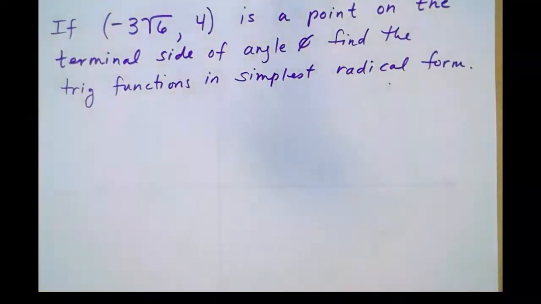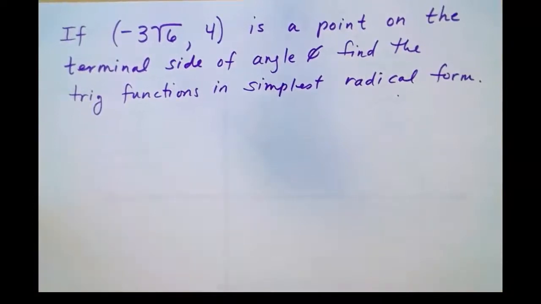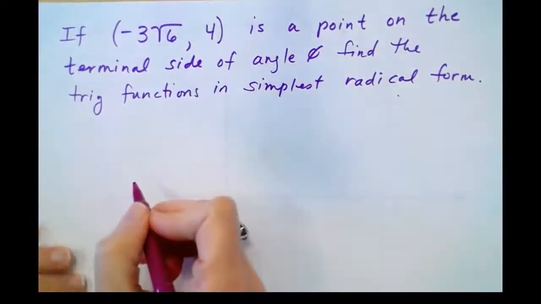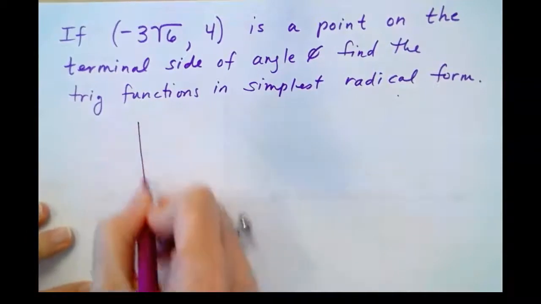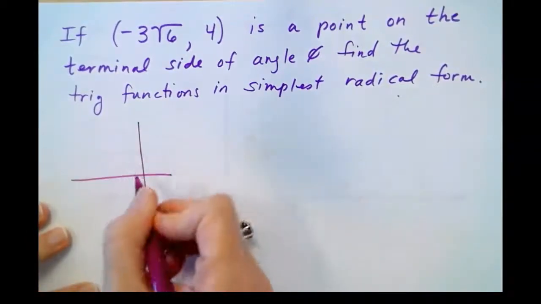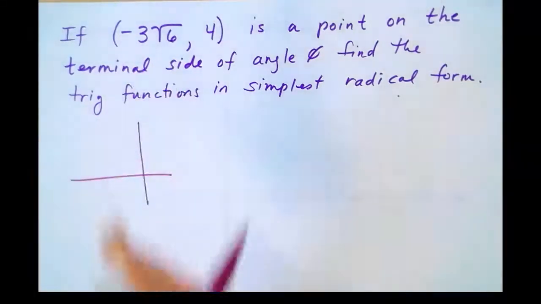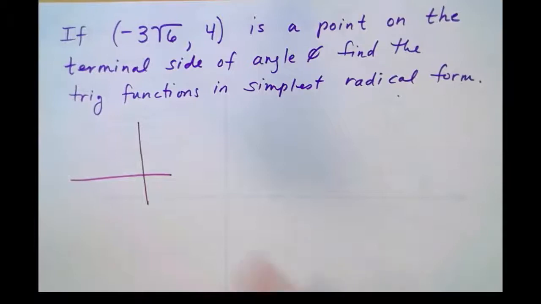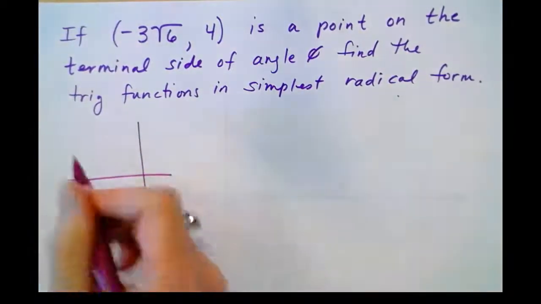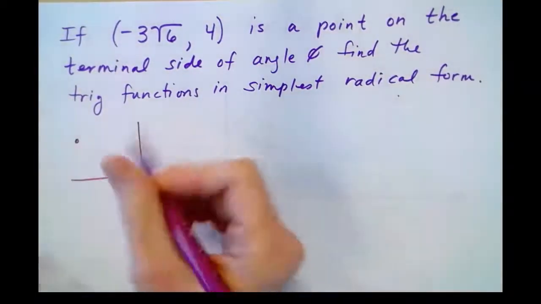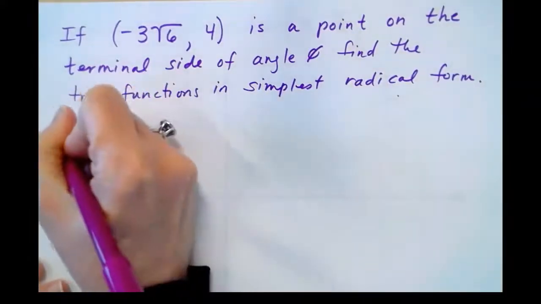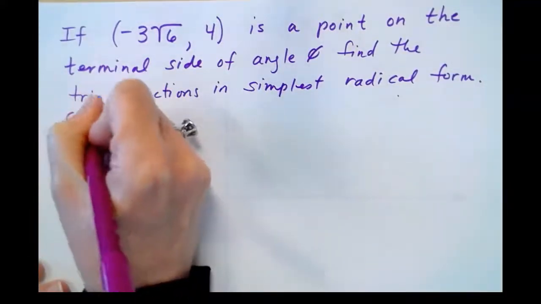If negative 3 root 6, 4 is a point on the terminal side of angle theta, find the trig functions in simplest radical form. So let's draw this point on the coordinate plane. Again, I've got us in quadrant 2. Root 6 is about 2.5, so 3 times 2.5, we're talking back about 7.5, up 4. So it's a point that is approximately right there.